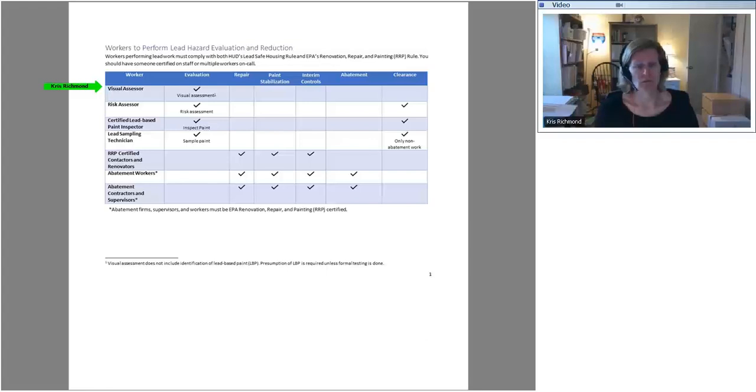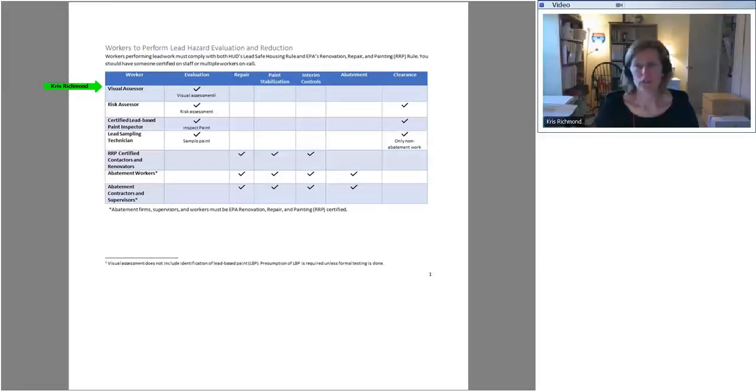If we end up having to do interim controls because we don't have capital improvements funding, we would have our RRP certified contractors, firms, and renovators. Abatement contractors, firms, supervisors, and workers could also undertake interim controls as well. And then to do clearance, we would have a lead-based paint risk assessor or a certified lead-based paint inspector or a lead sampling technician.